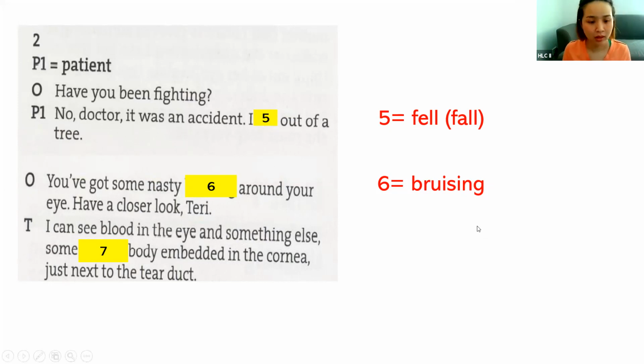And number 7, the missing word is foreign, which means แปลกปลอม สิ่งแปลกปลอม. Or some of you might be familiar with the word foreigner, which means ชาวต่างชาติ, because ชาวต่างชาติ is from other countries. They are not in our country, so they are สิ่งแปลกปลอม.